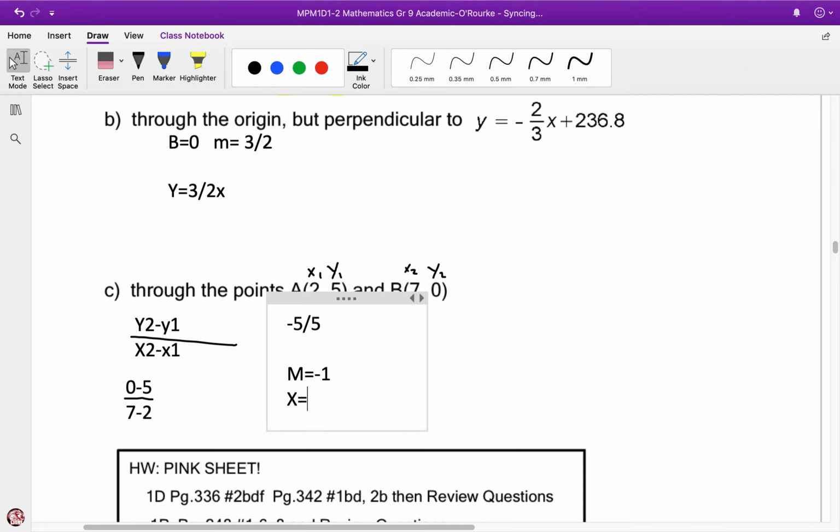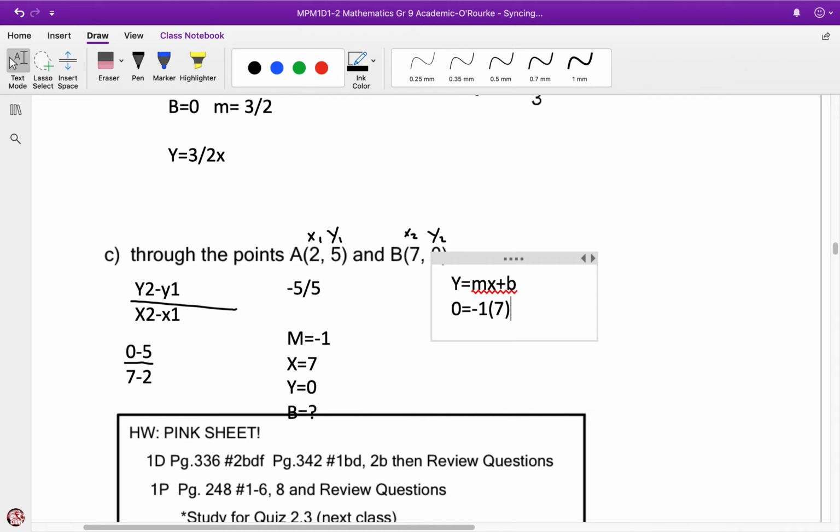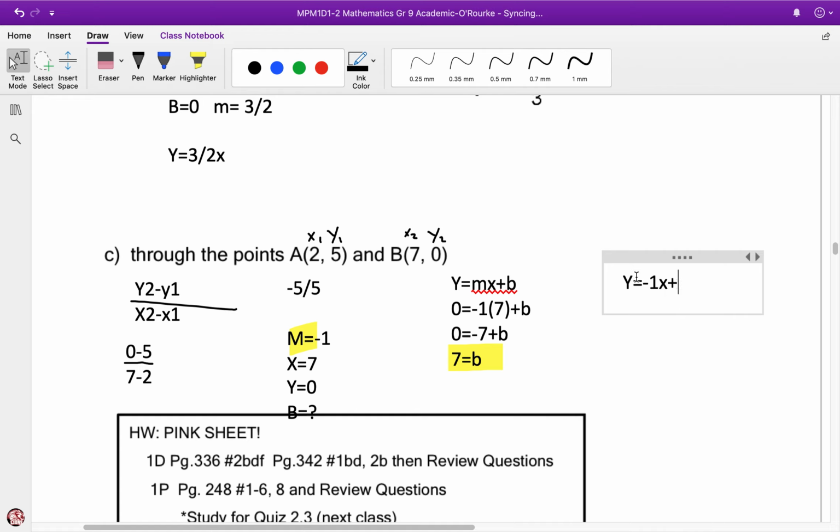So I'm going to continue here with x equals, y equals and b equals. And b's are unknown. And then I like working with easy numbers, so I'm going to pick the one with the 0. So that is 7 here and 0 here. So let's plug everything in. So we have y equals mx plus b, which is going to equal 0 equals negative 1 times 7 plus b. So 0 equals negative 7 plus b, and we're going to move that over. It's going to become a 7 equals b. Therefore, we have our two spots now. We have this, and we can write our equation where y equals negative 1 x plus 7.